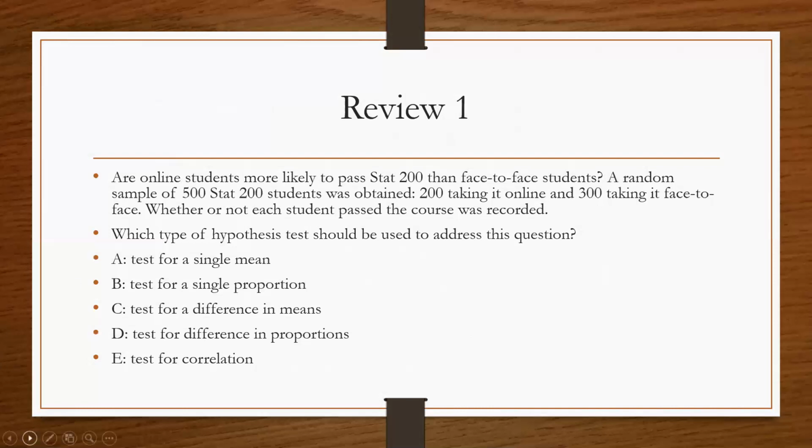So the answer for this is going to be difference in proportions. I know it's always going to be a little confusing what they're asking for, but all they're asking for is did they pass or did they fail, which makes that a categorical variable. They really throw in all the extra stuff trying to trip you up, but it comes down to the proportion of the people who take it online versus the proportion of the people who take it face to face, and then what's the difference of those. So that's what it's asking for.